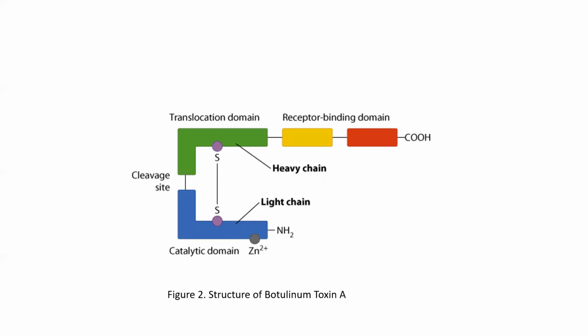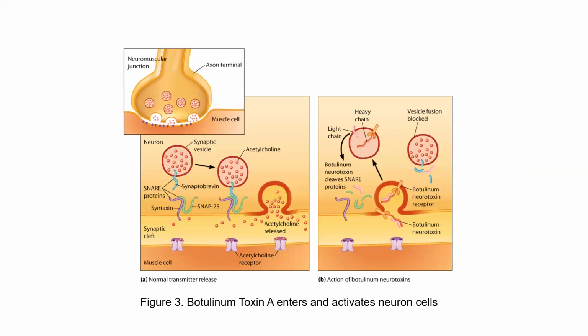The toxin here is initially in the inactive form, and you can see the translocation domain facilitates uptake into the cell through endocytosis. We can also see the reduced environment in the endosome cleaves the disulfide bond, releasing the catalytic light chain into the cell. And you also see the heavy chain over there as well. So this is how the toxin A enters the neuron cell and activates it.